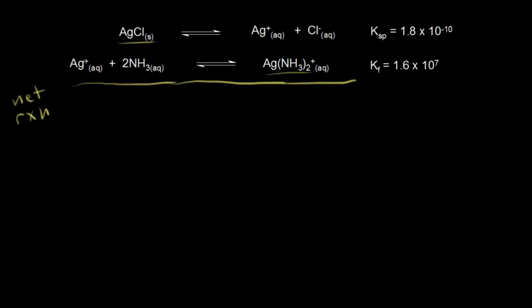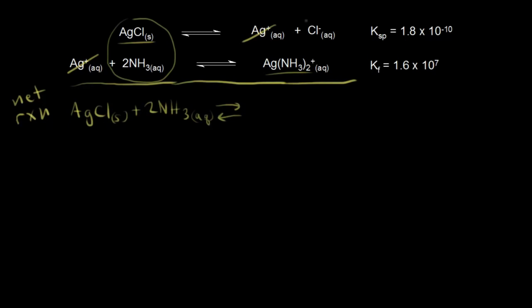We have silver cations on our reactant side and on our product side, so we can take those out. And so for our reactants, for our net reaction, we have solid silver chloride plus ammonia. And for our product side, we would have our complex ion and our chloride anion. So we have our complex ion, and we also have chloride anions, so Cl-. So that's the net reaction.